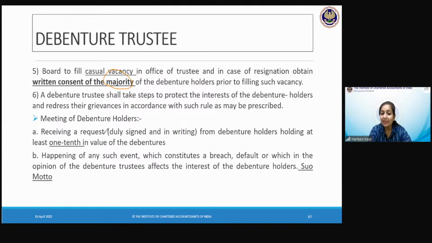And the last point, can I call the meeting of debenture holders? Only when, how many debenture holders says yes for the meeting? 1/10 of the debenture holders. Not 1/3, Sunil, it's 1/10. And can the debenture trustee call the meeting suo motu? Only if there is any breach or default, in order to protect the interest of the debenture holders, then he can call the meeting suo motu also.